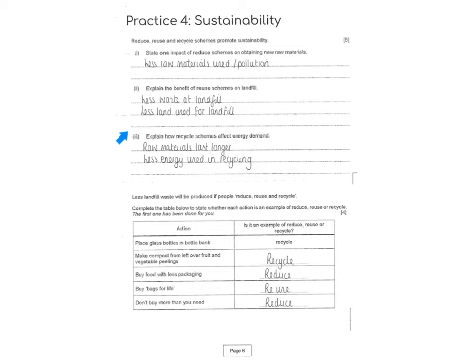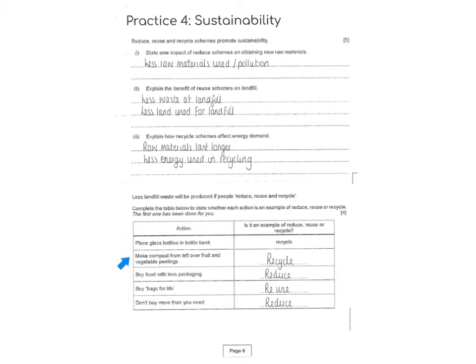Explain how recycle schemes affect energy demand. So raw materials last longer because we're going to recycle all of our stuff, and less energy is used in recycling. Less landfill waste will be produced if people reduce, reuse and recycle. Complete the table below to state whether each action is an example of reduce, reuse or recycle. The first one's been done for you.